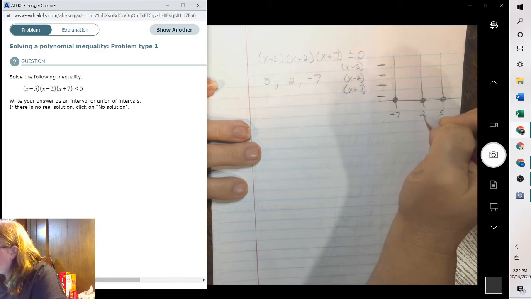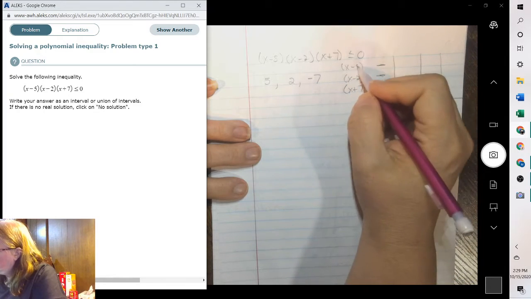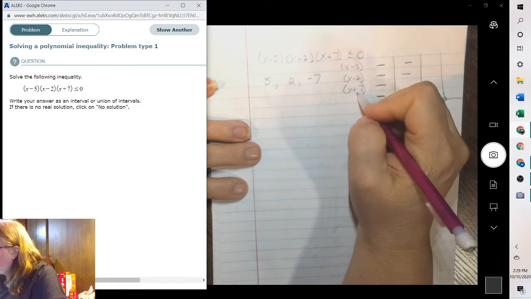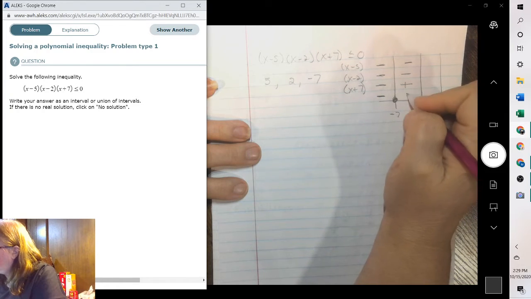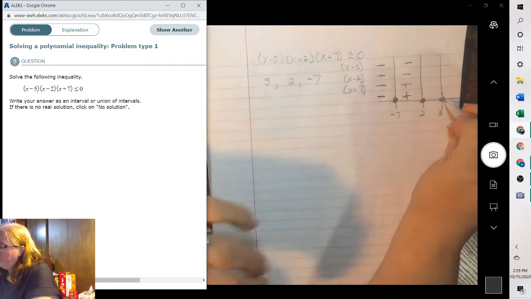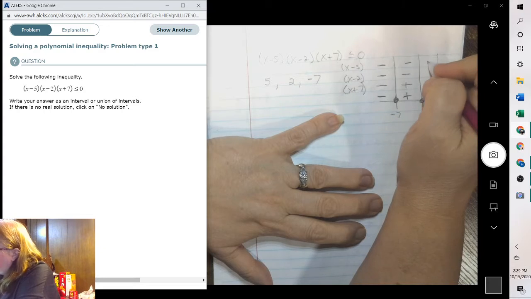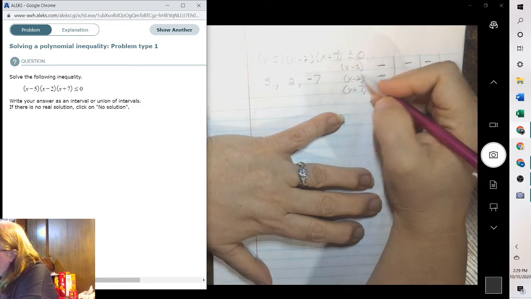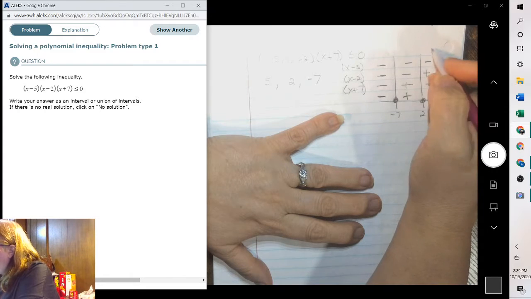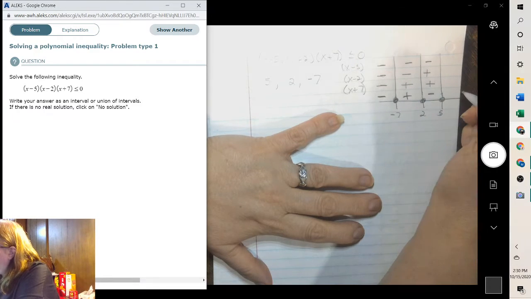Between negative 7 and 2, we can use 0. 0 minus 5 is negative. 0 minus 2 is negative. 0 plus 7 is positive. Between 2 and 5, we can try 3. 3 minus 5 is negative, 3 minus 2 is positive, and 3 plus 7 is positive. Multiplying these, we get negative.